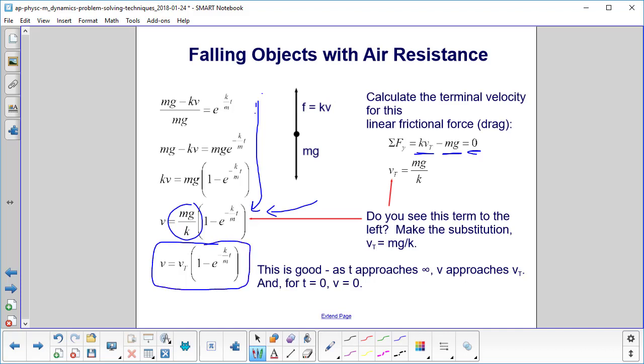And now let's check limiting cases. What happens as t approaches infinity? Well, what's going to happen then is this term here will cancel out, and we'll have v is equal to v terminal. That's good. And let's take time equal to 0. Then we're going to have 1 minus 1 is 0. The velocity will be 0, which is good. That's our starting point. So the limiting cases bear this out.